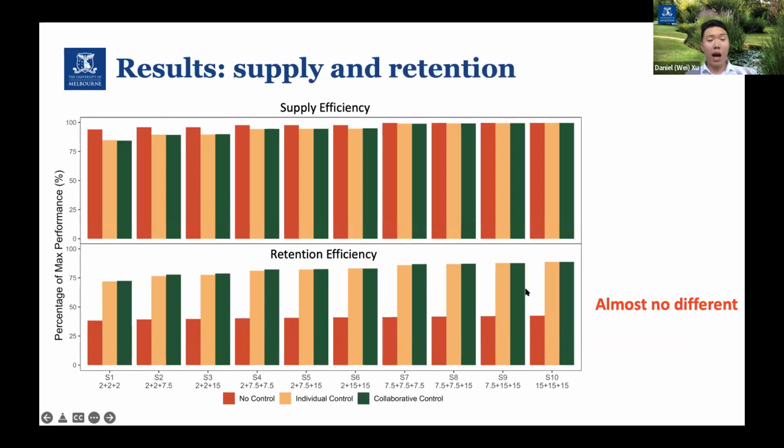If you compare the other aspects, for example the supply and the retention, which refers to the flooding performance, you basically see almost no difference between the different MPC algorithms, individual control and collaborative control. And of course, they deliver better retention performance compared to the no-control scenarios.